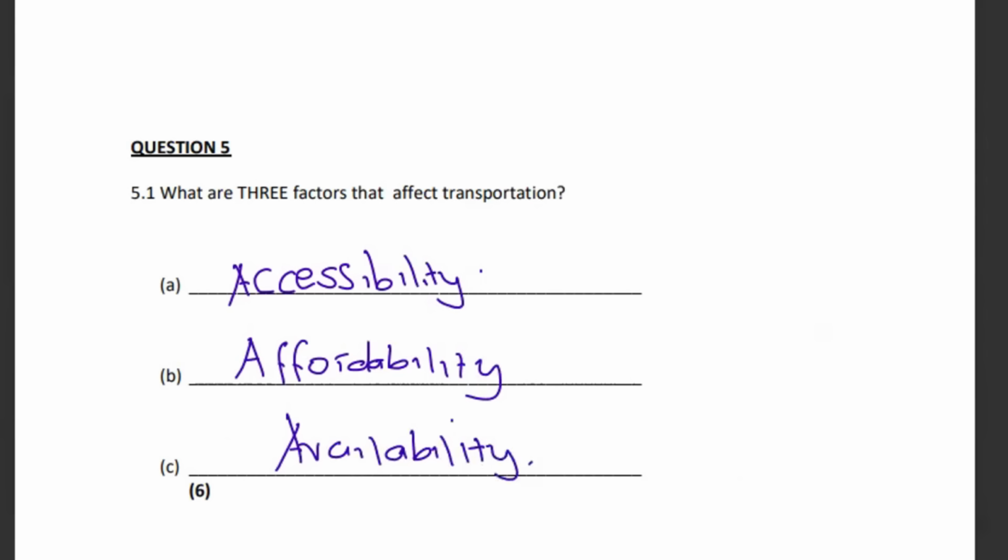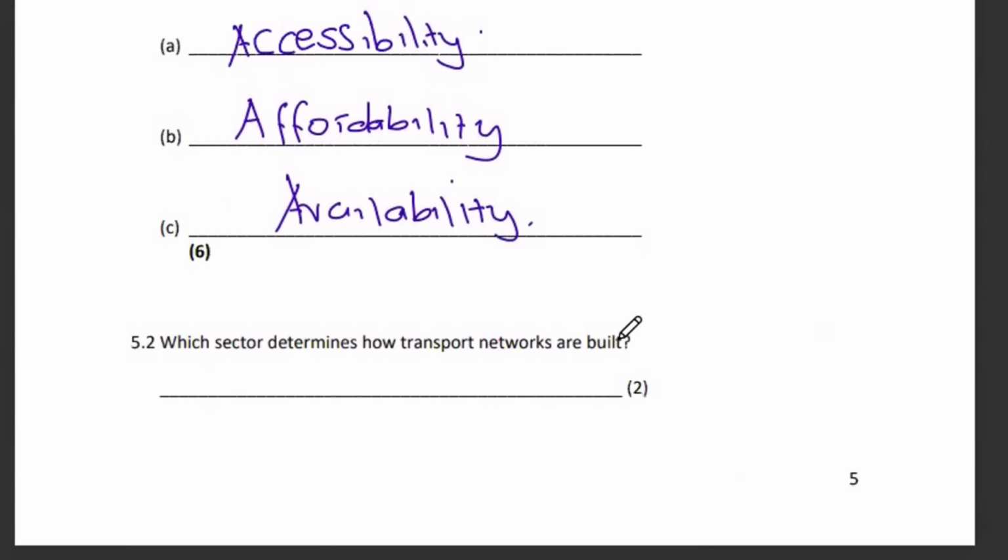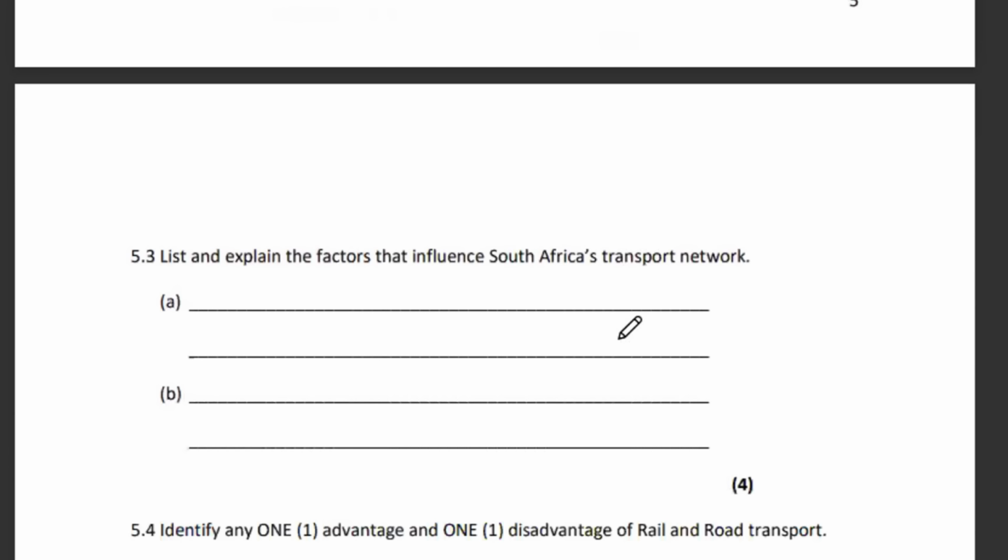Right, then we go to 5.2. Which sector determines how transport networks are built? That sector is called trade and industry. This sector determines how transport networks are built. Then list and explain the factors that influence South Africa's transport network.